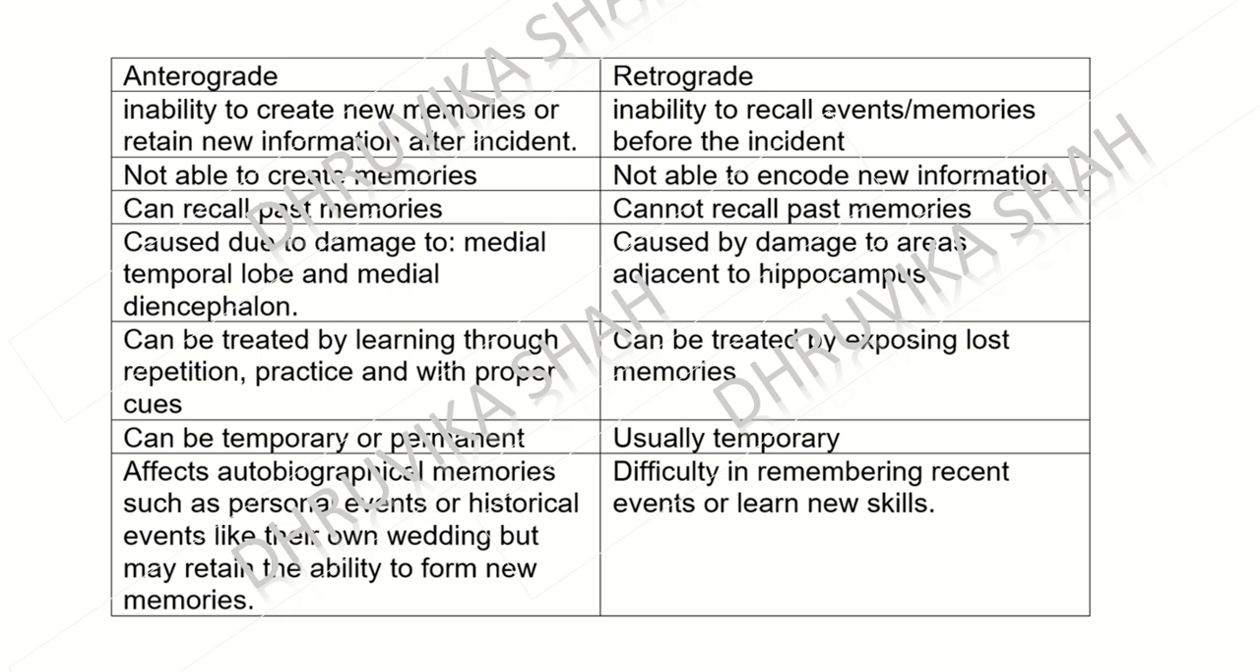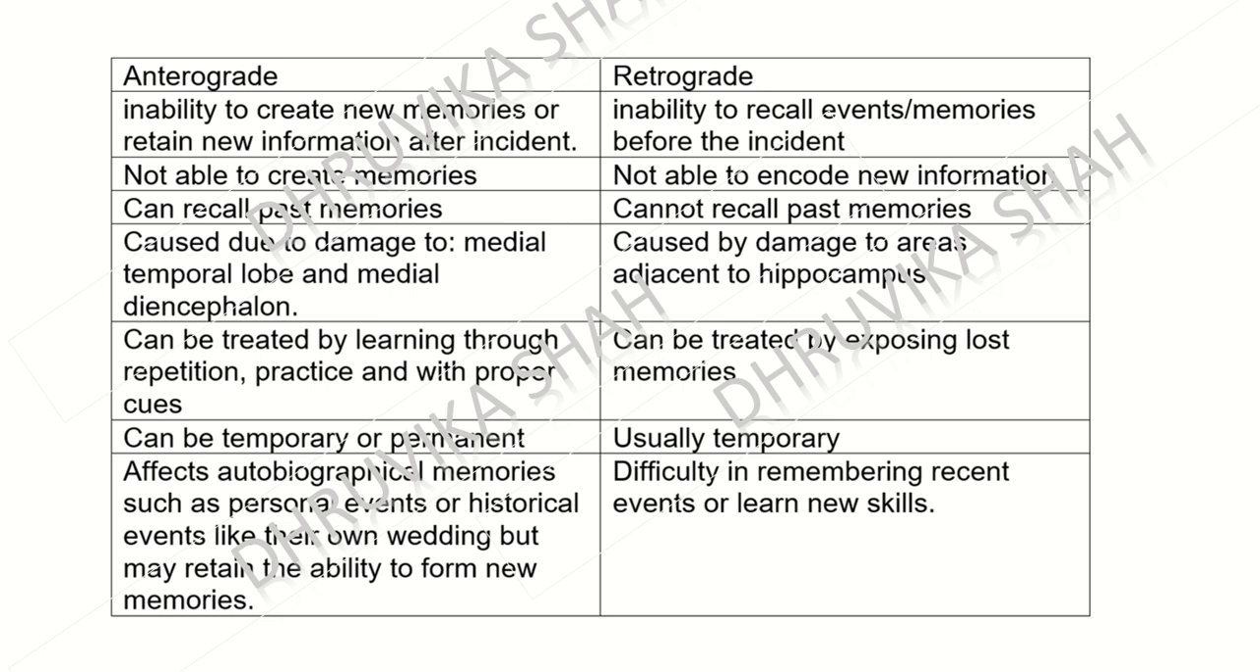Anterograde amnesia is caused by damage to the medial temporal lobe and medial diencephalon. Now this can be treated through repetition, practice, and proper hints. For example, your mom has told you to buy a few things from the market, but you generally forget one or two things. So the idea is to organize how many shops you have to go to. One is the vegetable vendor, the other is some snacks from the stores. So you have to go to two stores.